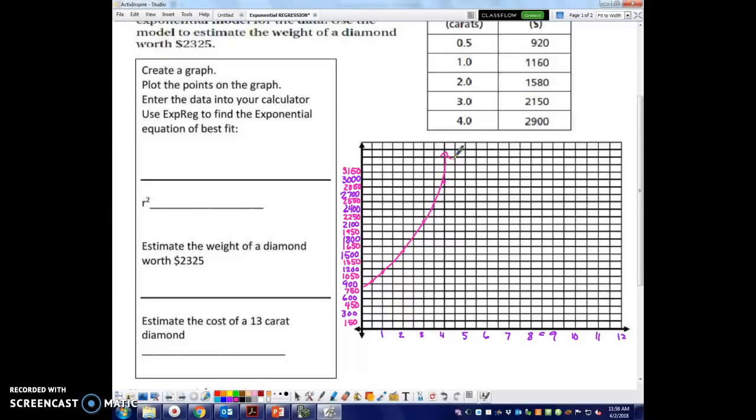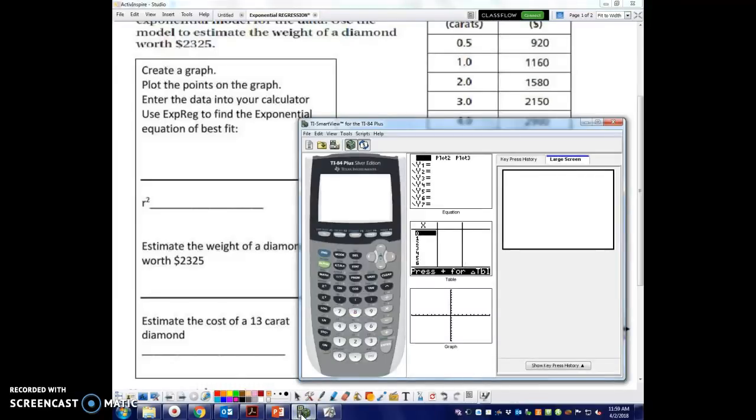Okay, so plot the points on the graph, enter the data into your calculator, use exponential regression to find the exponential equation of best fit. So we plotted them on the graph. Now we want to find out what is the equation, okay? So go to Stat, Edit, type in your table. So we have 0.5, 1, 2, 3, 4, and that's it.